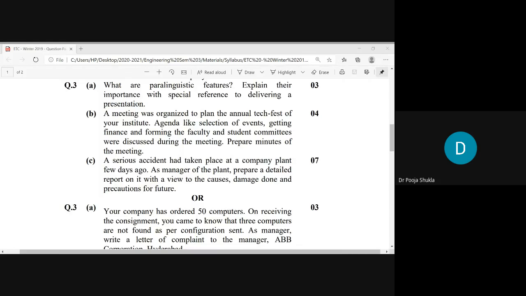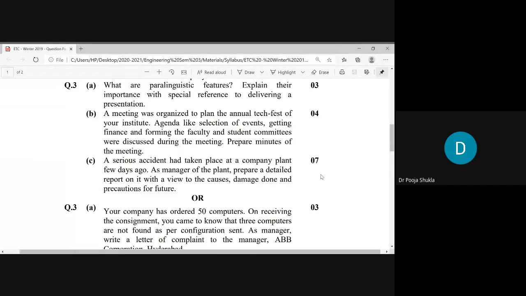That is question number three. So they're asking for 3 marks, what are paralinguistic features? Explain their importance with special reference to delivering a presentation. Now see, if you look at the other part, special reference to delivering a presentation, it is just there to confuse you. All right. Here, you are just supposed to write what are paralinguistic features and why are they important when you make a presentation. That's a simple explanation of this question.